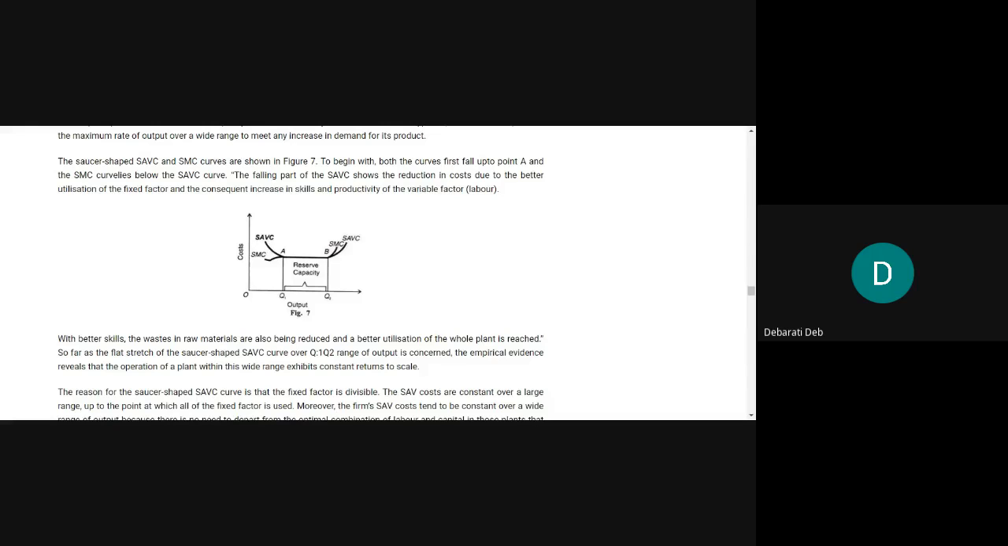Have you drawn this diagram? Please tell me, have you drawn this diagram? I asked you to draw this diagram. Have you drawn? Tell me, have you drawn this diagram? Yes, ma'am. No one else?